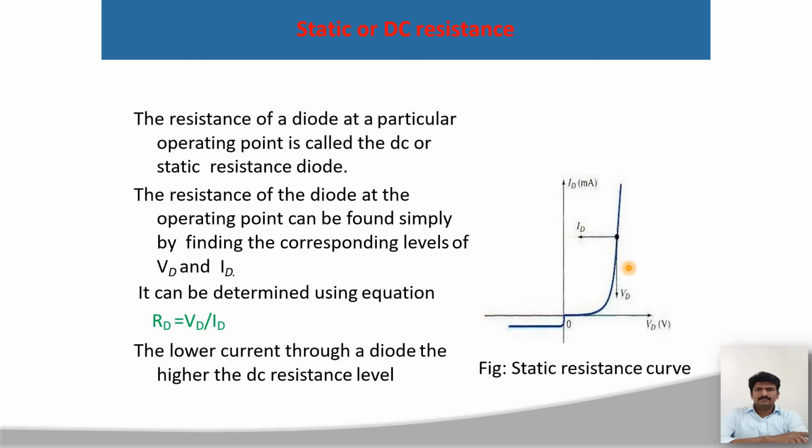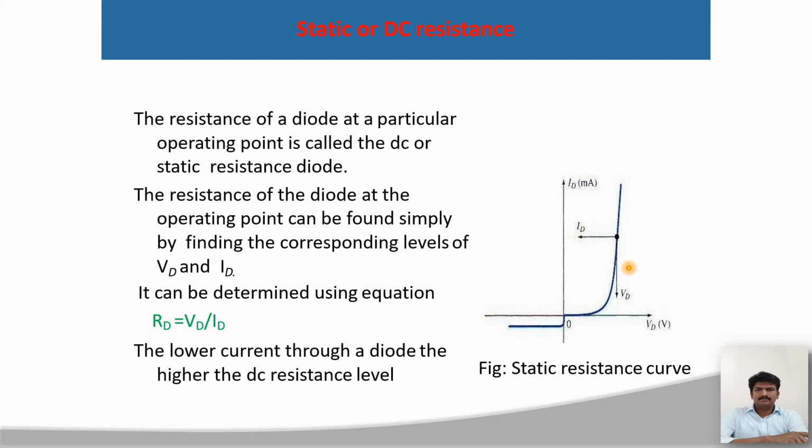It means the resistance is not constant in the forward bias, because the resistance decreases while you are increasing the applied voltage. Static resistance means we monitor the resistance of the diode at a particular applied voltage. There you find the ID corresponding to the applied voltage VD, then take the formula RD equals VD divided by ID, and you get the static resistance of that diode at that particular applied voltage.